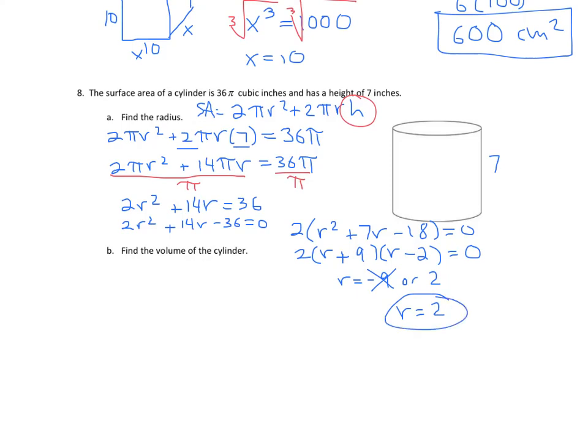And now we can find the volume of the cylinder. The formula for the volume of a cylinder is pi r squared h. So we get pi times 2 squared times the height, which is 7, and that gives us 28 pi cubic inches for the volume.